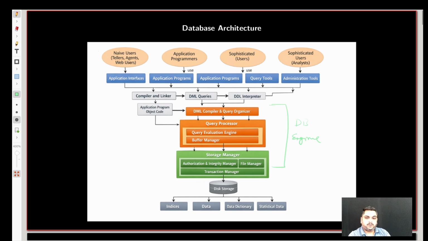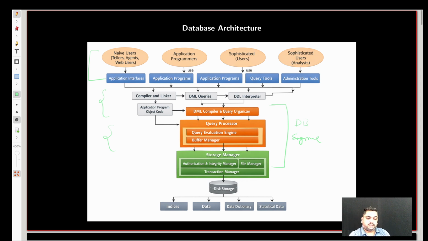So at the top layer you have the application users or different types of users and their interfaces. Then you have a set of interpreters and compilers to interpret and compile your DML and DDL queries. Then the query processor, which processes all your queries. It includes a compiler as well as an interpreter, which will perform the translation.